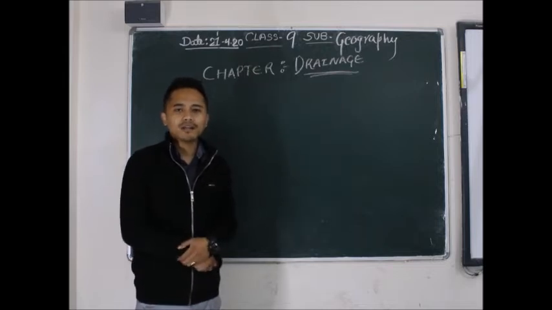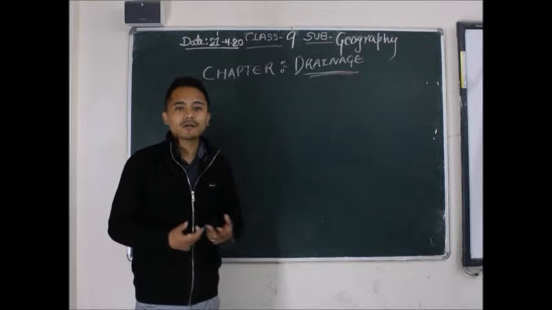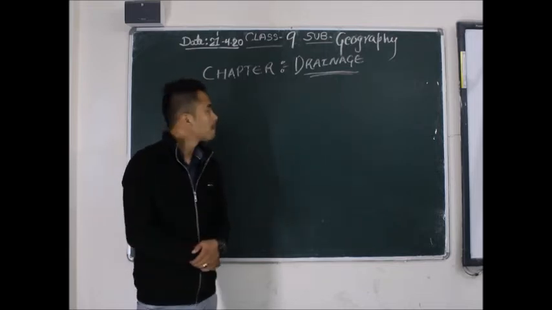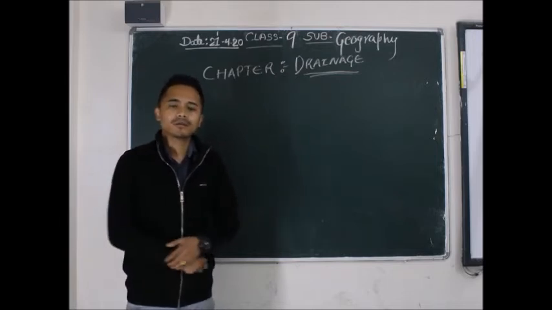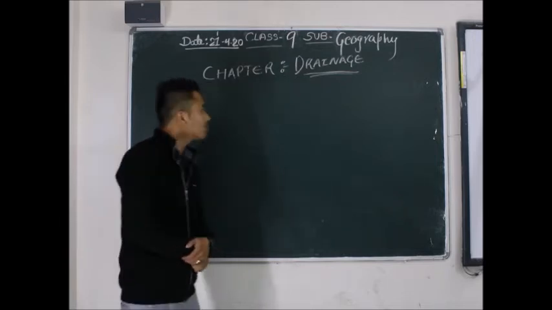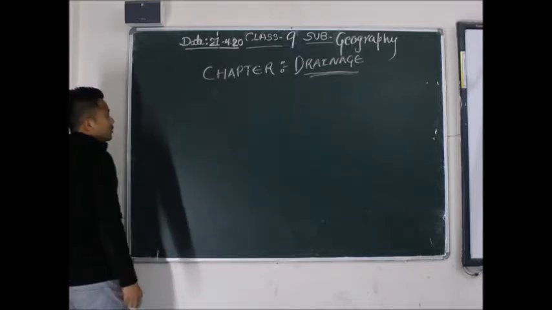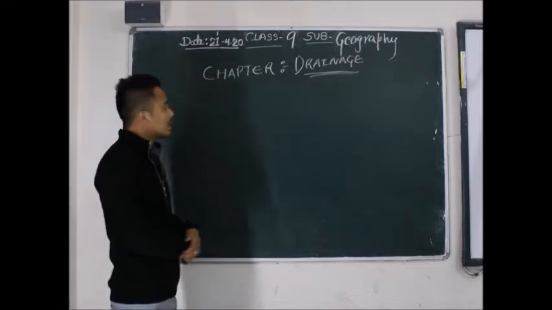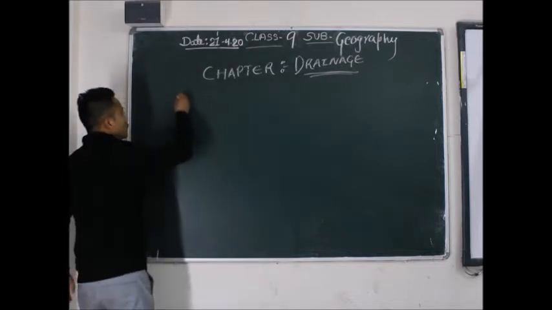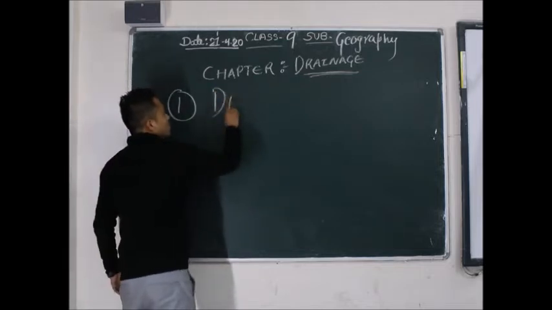So in that manner, rivers play a very important role in making the soil fertile, as well as providing water for irrigation. Yes sir. So first of all we'll learn the important topics which will be repeated again and again in the chapter. Number one is, what is drainage?